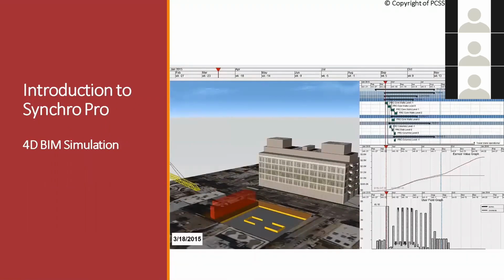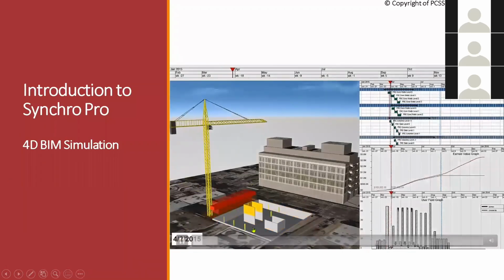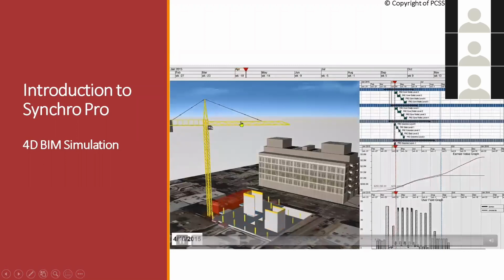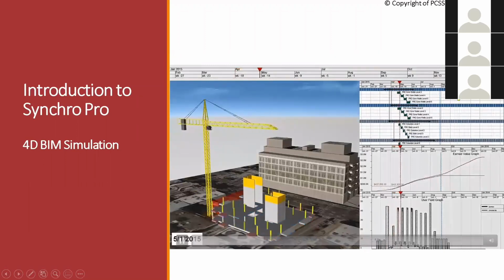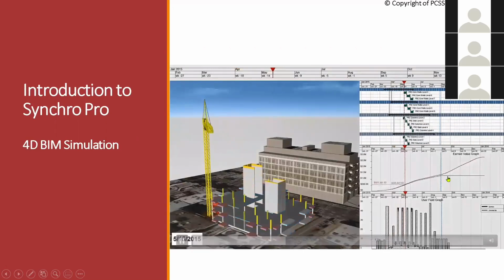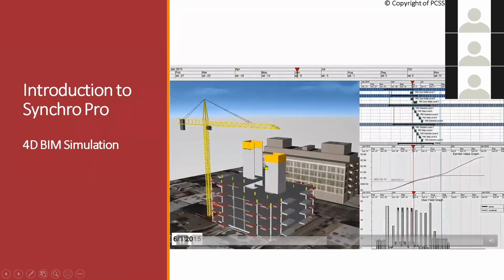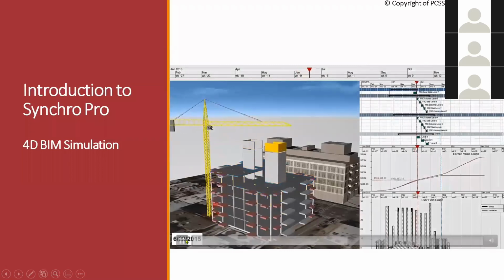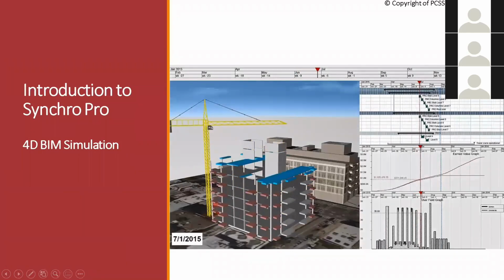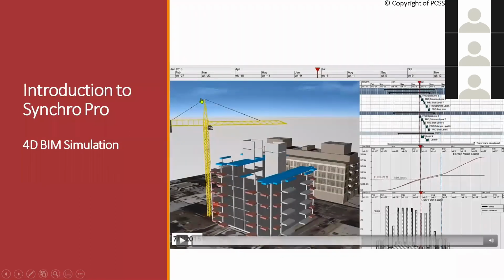Or you can have this layout here, where you have your 4D simulation on one side, and on the other side, you can have your Gantt chart and your earned value graph, all in a software. So what's the good thing about it? You can even pause it at any time to view what is being constructed at that particular moment. For example here, on July 1st, 2015, this is what has been constructed.